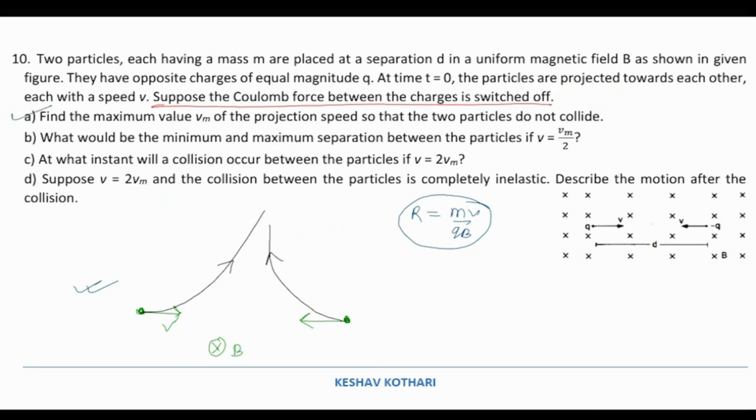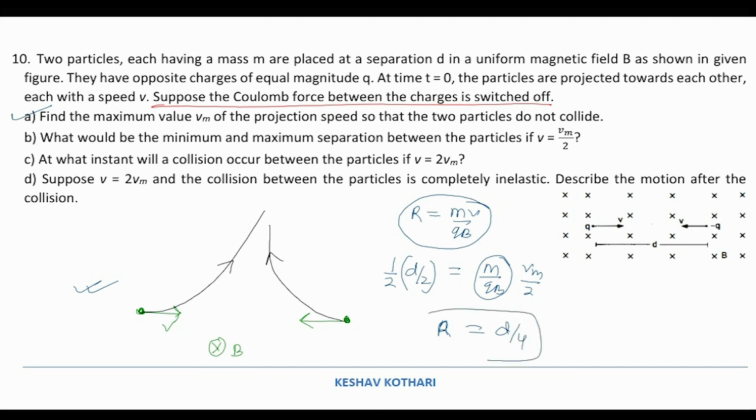Now in the next part, the question is saying what would be the minimum and maximum separation between the particles if the speed is reduced to half. If we reduce the speed to half, the value of radius which we saw over here was d by 2, and we have seen that m by qB remains the same. So if I reduce the velocity to half the value, that is Vm by 2, the radius is also going to reduce by 2, that is it is going to move in a radius which is equal to d by 4.